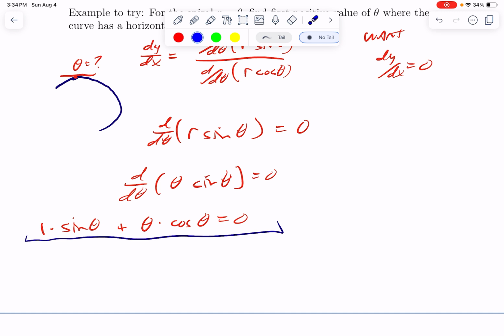I want to know when is sine of theta, again, you can't see this, sorry, plus x times cosine theta. I do need that cosine or the calculator gets confused. I want to know when is that equal to 0, and I want to solve that for x.